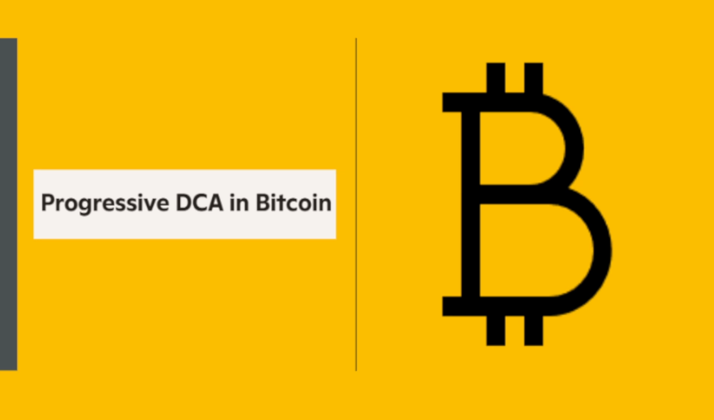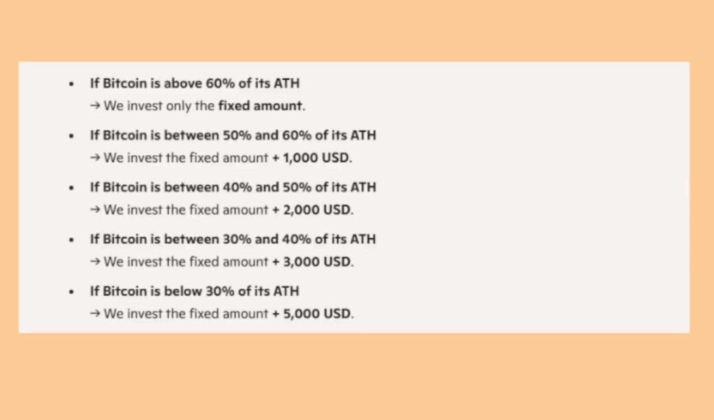For this example, we will use an all-time high of $126,000. Based on how far the current price is from that level, we will invest different amounts. Let's move to the next slide. The rules of our progressive DCA. Here's the structure we will follow. We start with a fixed base amount, which could be a percentage of your salary or simply a number you are comfortable with. Then we add extra amounts depending on the discount from the all-time high.